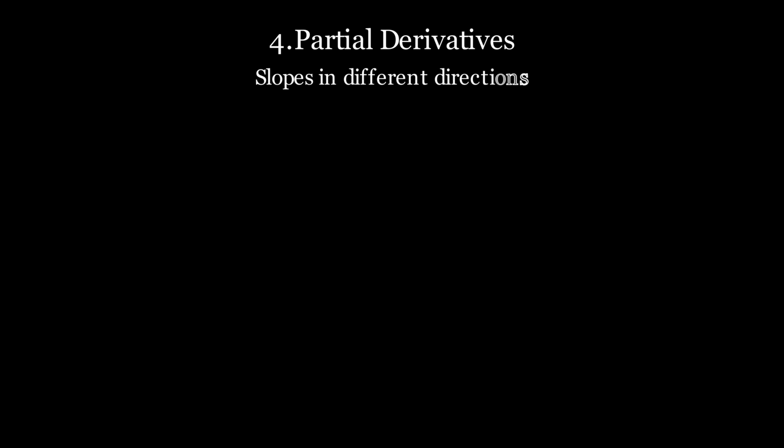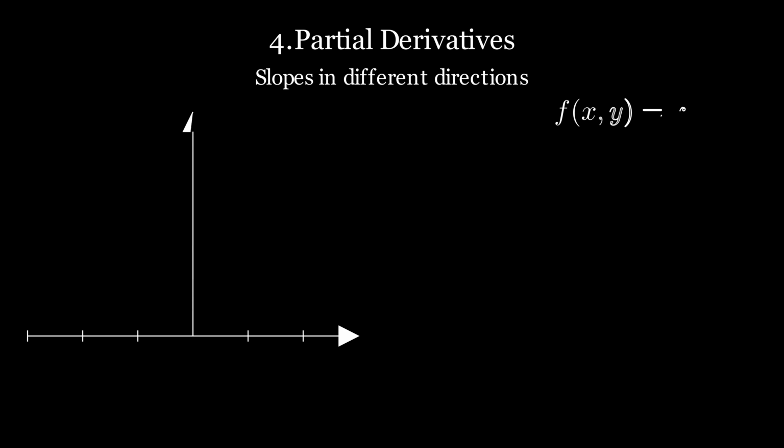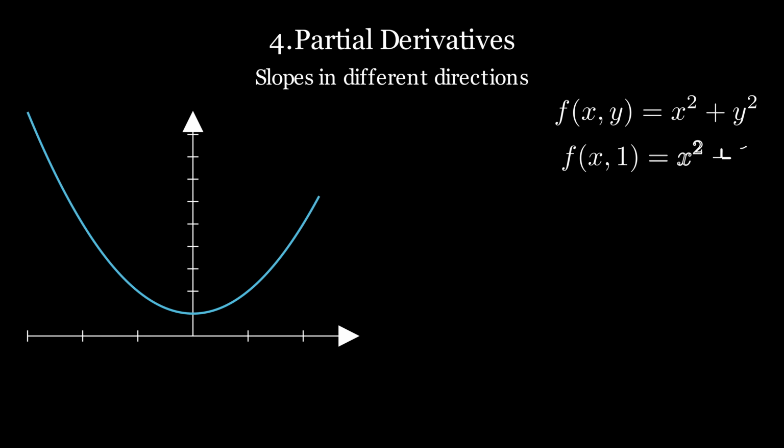Let's explore partial derivatives, which are essential for understanding functions with multiple variables. Consider a function f(x, y) equals x squared plus y squared. We'll visualize slices of this function to understand partial derivatives. First, let's fix y equals 1 and look at f(x, 1) equals x squared plus 1. This gives us a parabola.